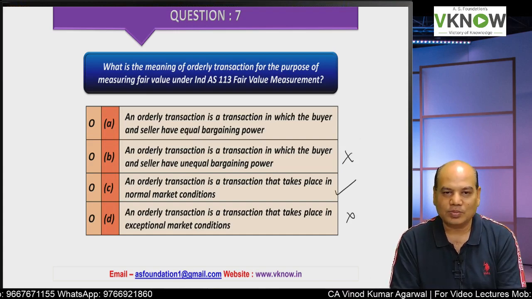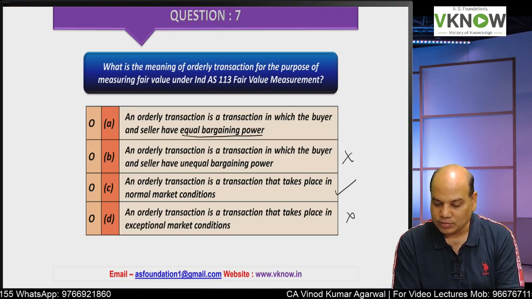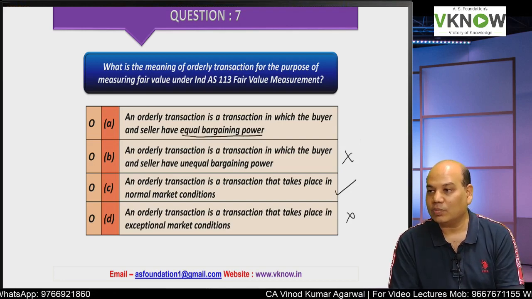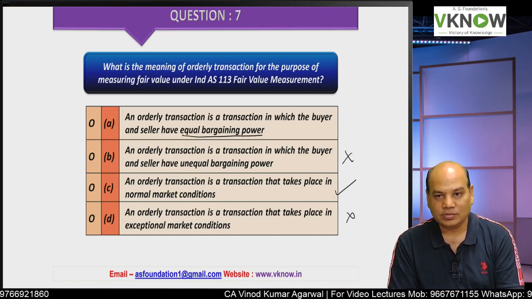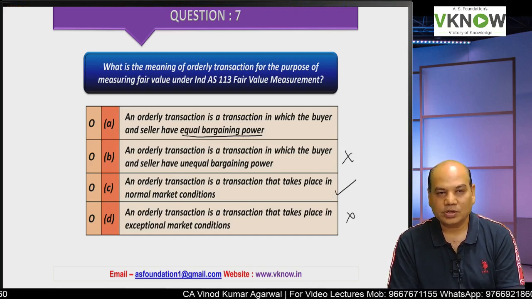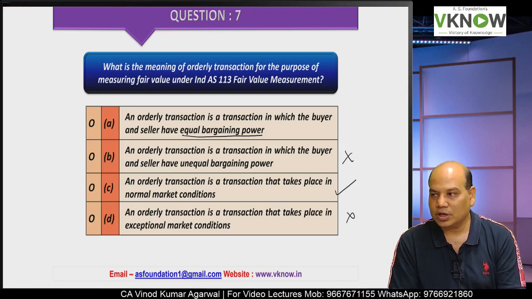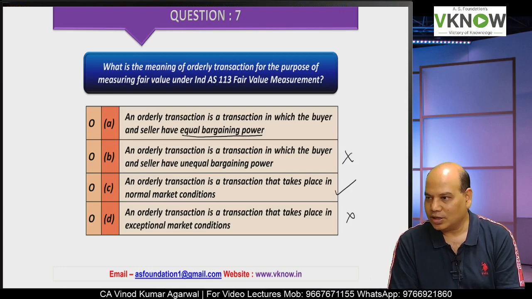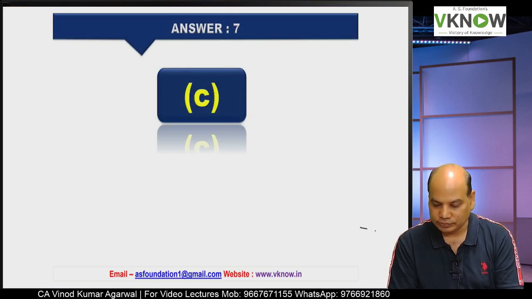Orderly transaction means normal transaction. Nowhere the standard have used the term that they must have equal bargaining power. It should be normal transaction. The buyer knows the price, the seller knows the price, the buyer is free to buy or not to buy, the seller is free to sell or not to sell. There is no force, threat, coercion involved in the transaction. That is called orderly transaction. So the answer was C.